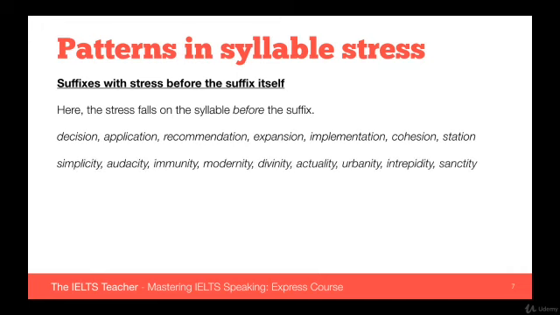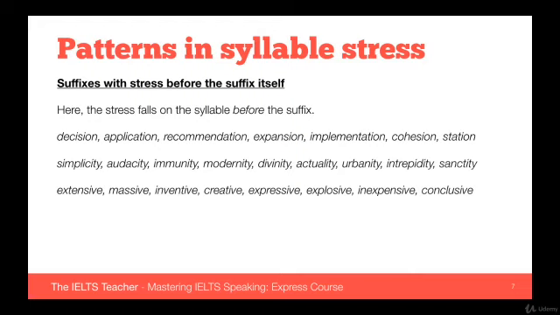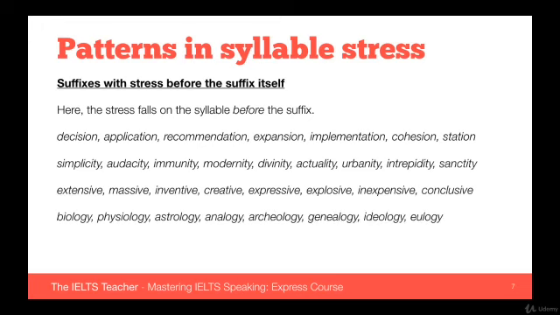Now we'll have a look at the suffix ity: simplicity, audacity, immunity, modernity, divinity, actuality, urbanity, intrepidity, sanctity. Another one here looking at iv: extensive, massive, inventive, creative, expressive, explosive, inexpensive, conclusive. Another one is with oji: biology, physiology, astrology, analogy, archaeology, genealogy, ideology, eulogy.